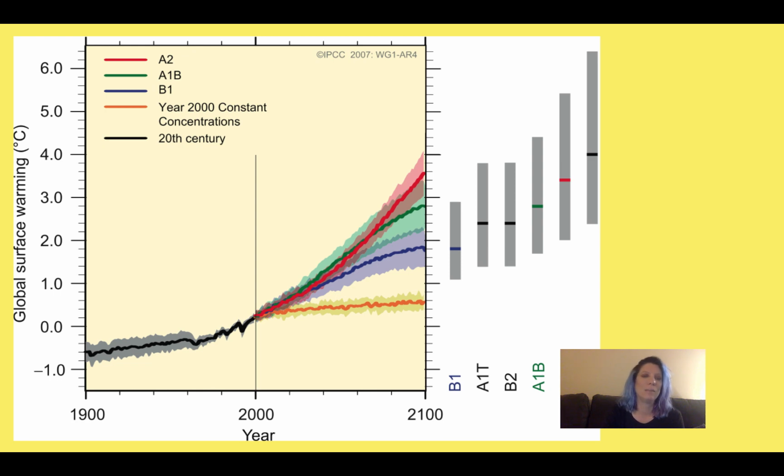All right, so here's another graph of these scenarios, the year 2000, with the observed again, and it's going to give us the global surface warming, the range that the model is saying is possible, from this range to this range, with this one being the most likely, by different scenario here.